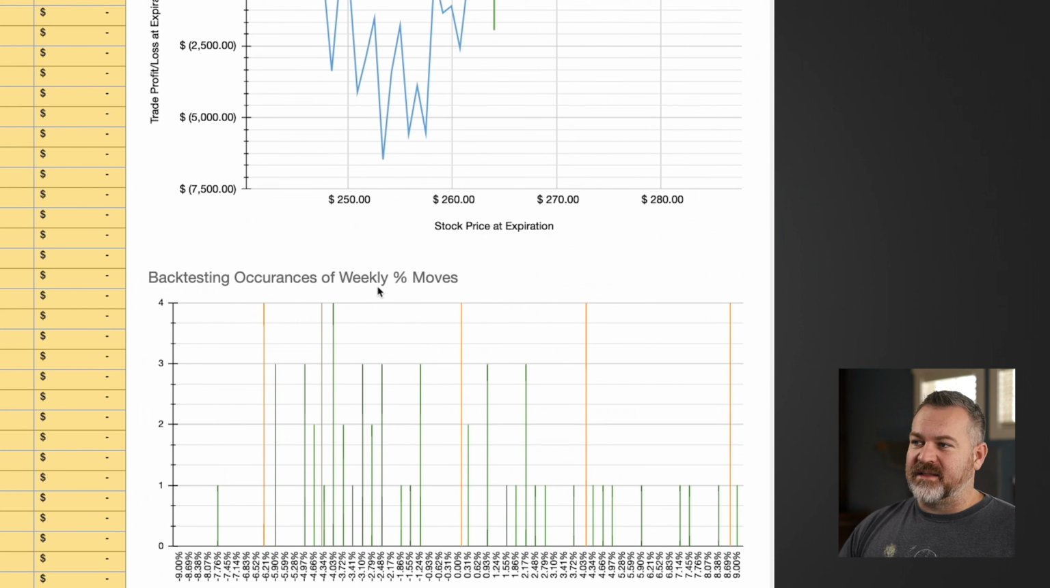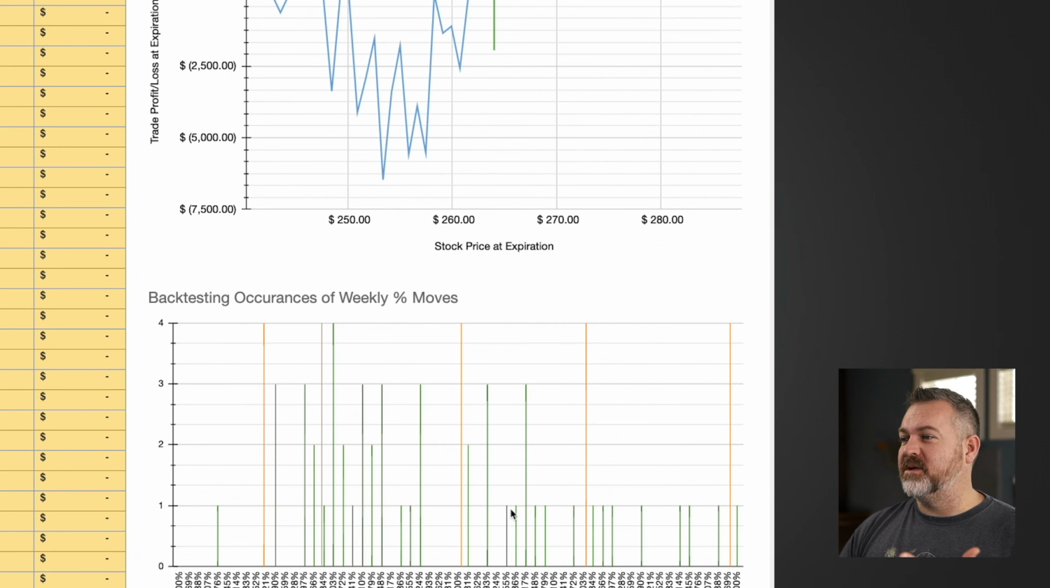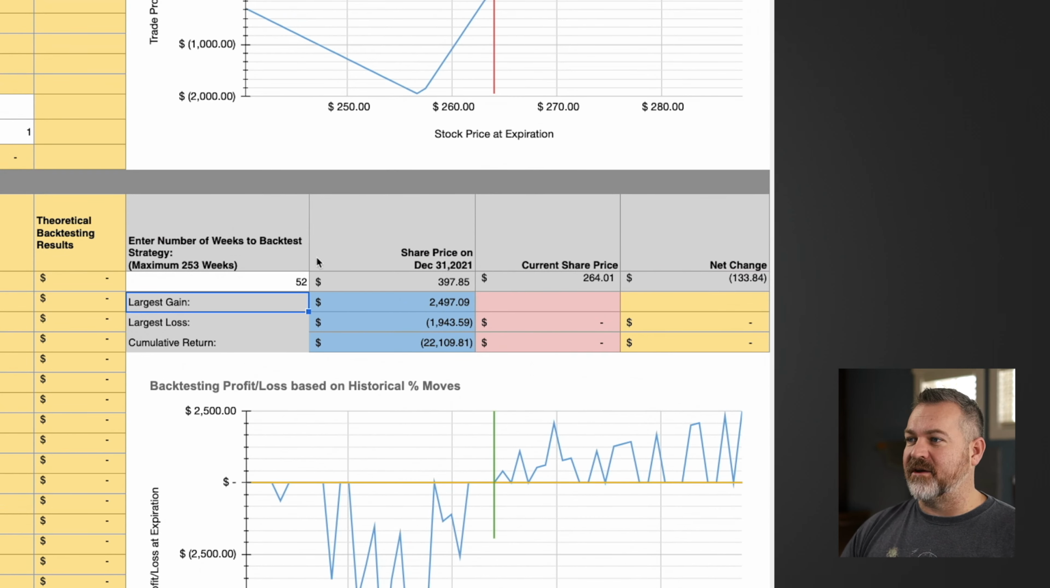This is the backtesting the occurrences of the weekly move. So this is the same sort of chart that we see on the other page. I just wanted to include it so you could see it here all together.